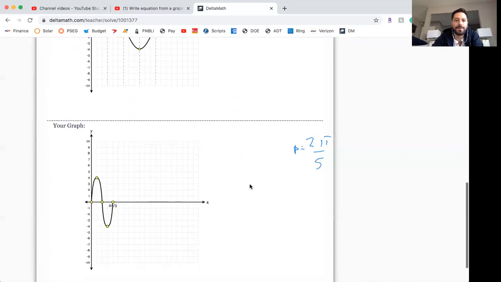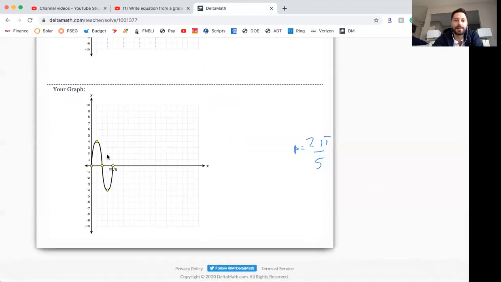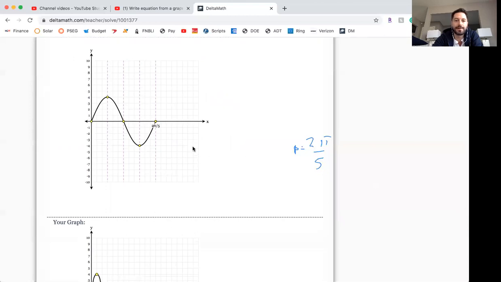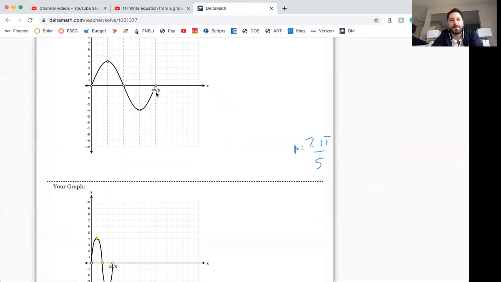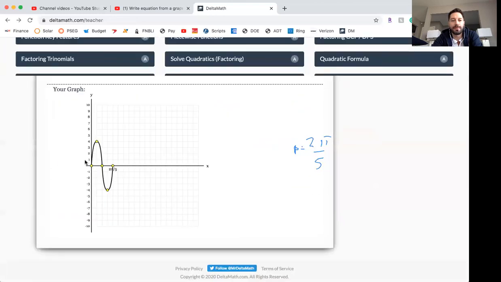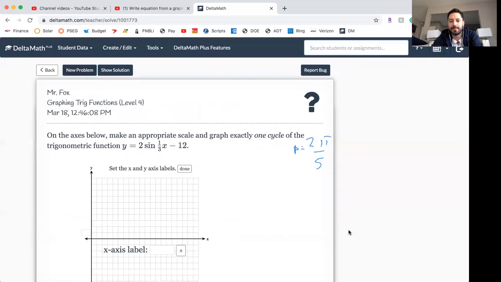Okay, purpose for that is you could plot it so that it's spread out, or you can plot it so that it's really tight, or you could plot it so that it's spread out even further. It doesn't matter as long as you label the end point of one cycle of the graph. I'm going to go back and see if I can find maybe a harder one of these.